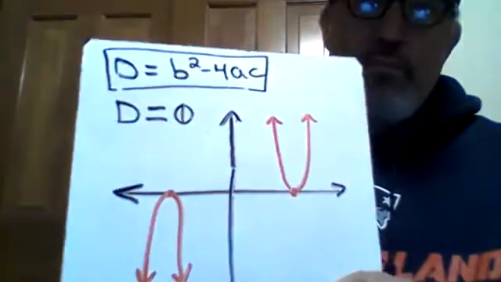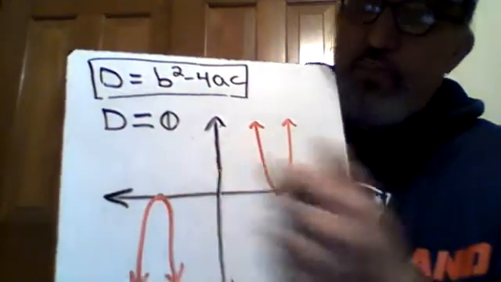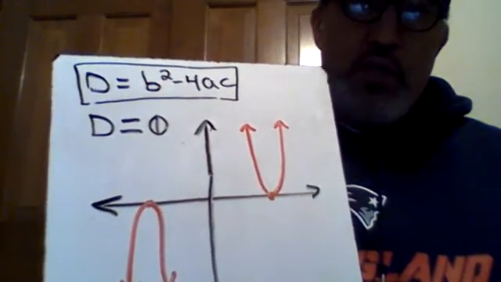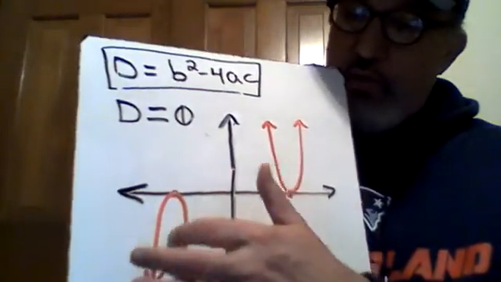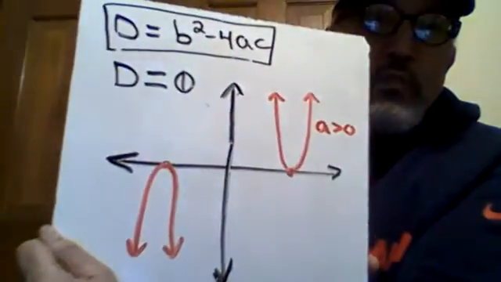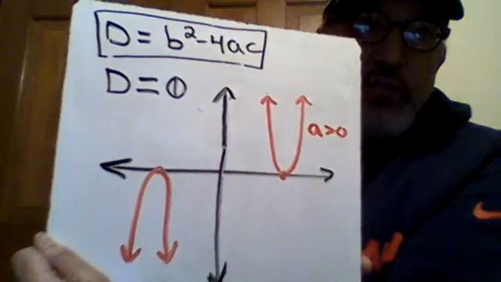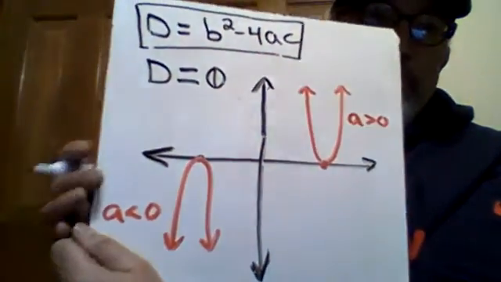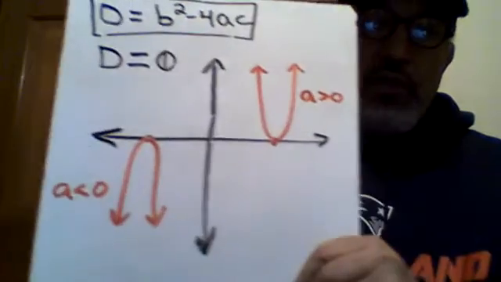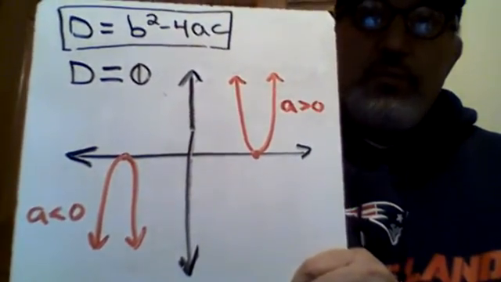You could also have a parabola that opens down, with the vertex sitting on the x-axis. This is also a case where the discriminant is equal to 0. By the way, just to review with the A, the parabola opening up means that the A is greater than 0, and the parabola opening down over here means that the A is less than 0. So this is the second situation where the discriminant is 0.